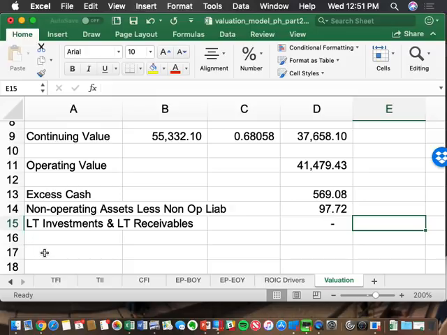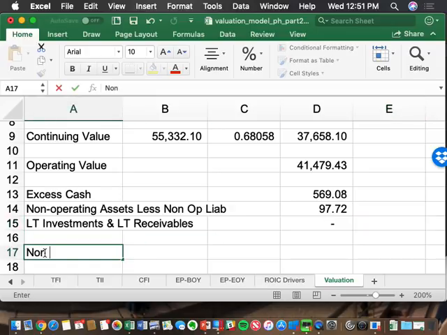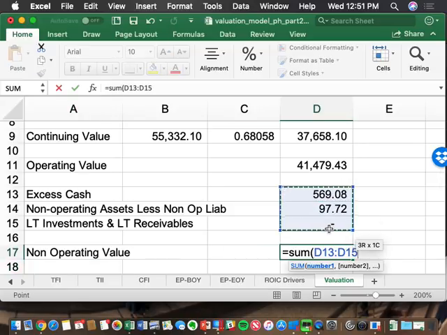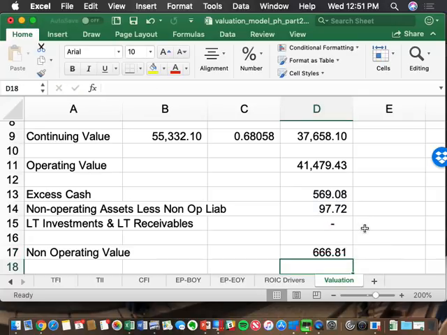Okay, so if I add these up, I get my non-operating value, which is really the sum of these 3 things, of 666.81 million.